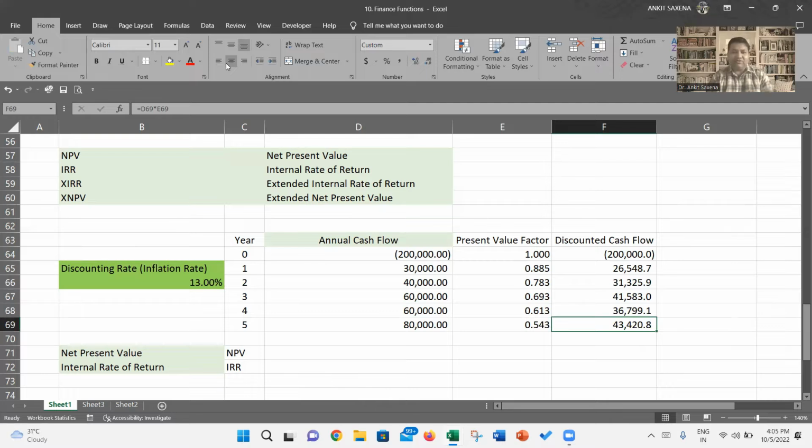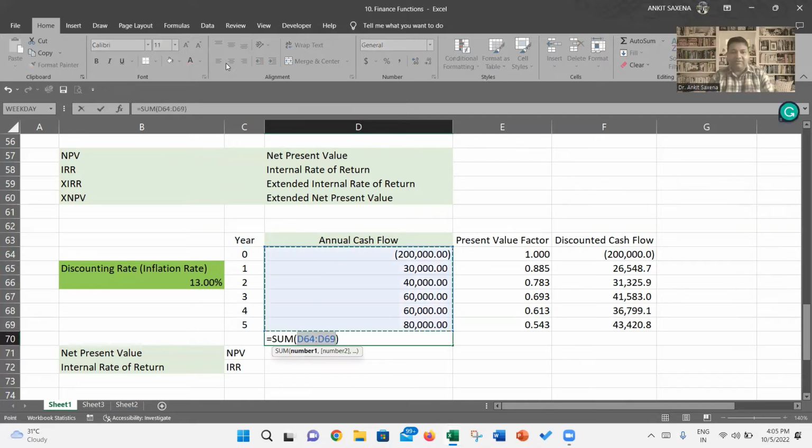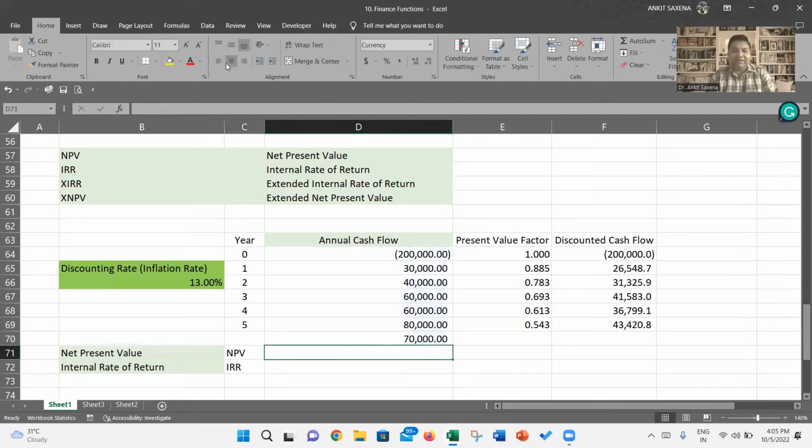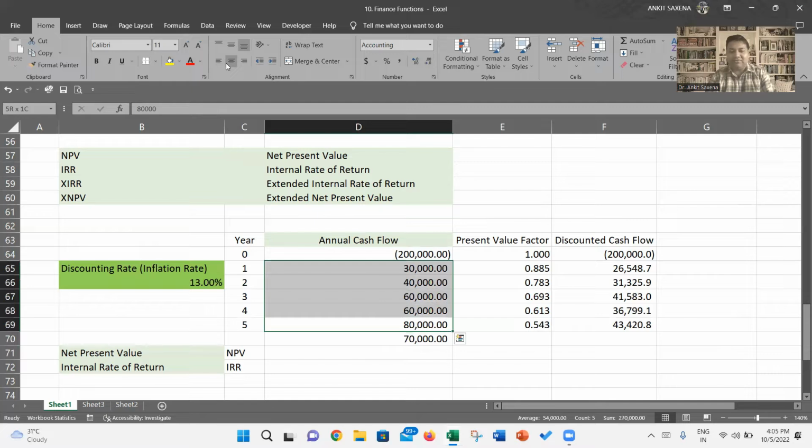I believe that much understanding is there. So ultimately, in this project, if I take AutoSum here using Alt plus equals, it appears that I'm making 70,000 rupees profit, because the total cash inflow is 2,70,000 and the value that I'm paying right now is 2 lakh. So at the end I'll be saving 70,000 rupees.